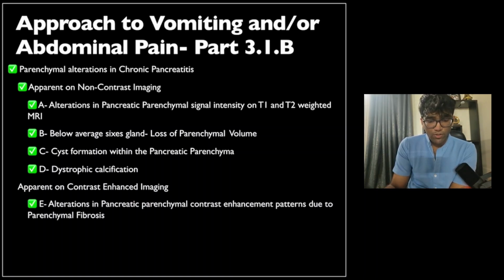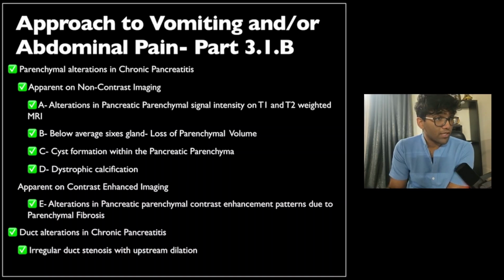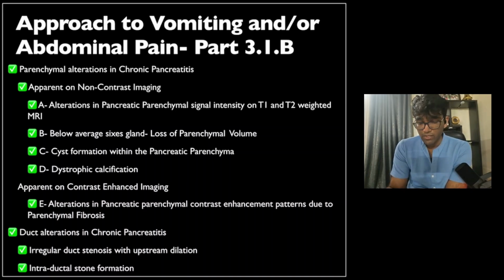Then we went over to findings that are apparent on contrast enhanced imaging. This was alterations in pancreatic parenchymal contrast enhancement. We found that there was delayed contrast enhancement. Then we talked about duct alterations in chronic pancreatitis, which included irregular duct stenosis with upstream dilatation and intraductal stone formation. So that brings me to the end of this screencast on imaging in chronic pancreatitis.